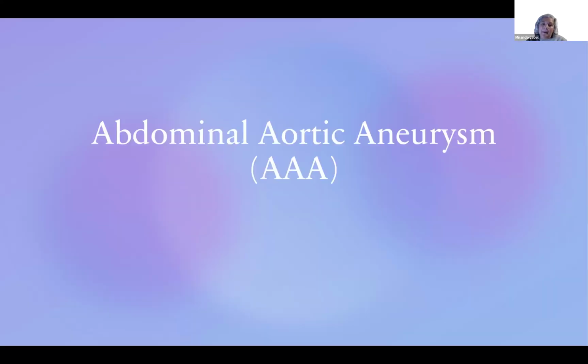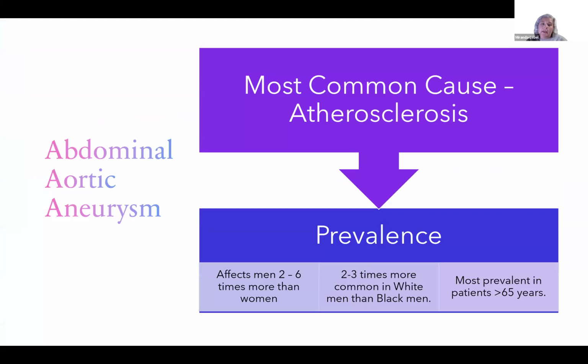Now let's move to abdominal aortic aneurysm, AAA. The most common cause again here is the atherosclerosis. The prevalence for this AAA is that it affects men 2 to 6 times more than women, 2 to 3 times more common in white men than black men, and most prevalent in patients greater than 65 years old.